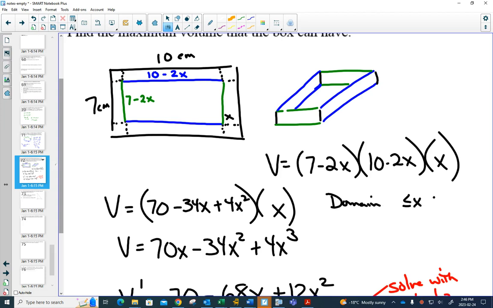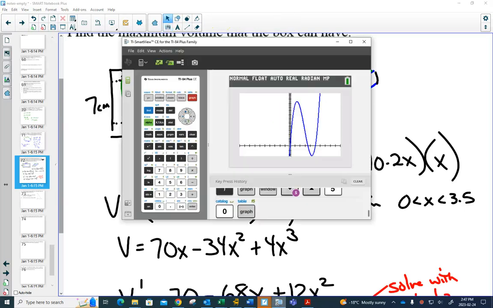where x, well, not even equal, we have to cut out something bigger than 0, because if you don't cut out anything, you have no volume because it's still a flat piece of cardboard. And we can't cut out 3.5 because then the other side is completely gone. So our domain that makes sense is only looking between 0 and 3.5. On our graph, that's only this section here.